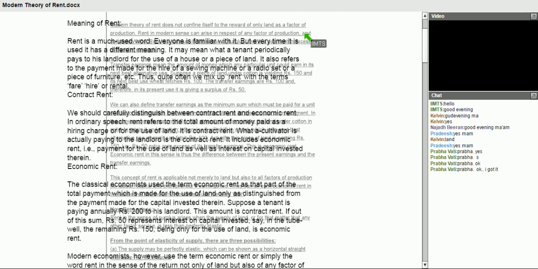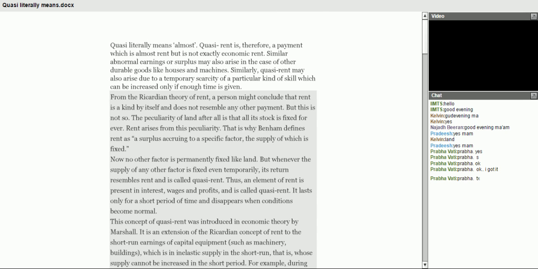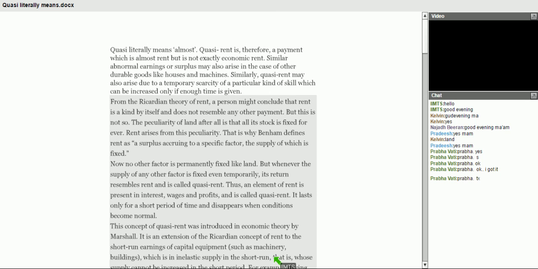Now there is one more thing, that is quasi rent. What is the meaning of quasi? The word quasi means almost similar. So quasi rent means a payment that is almost similar to rent. Quasi rent may also arise due to a temporary scarcity of a particular kind of skill, which can be increased only if enough time is given.